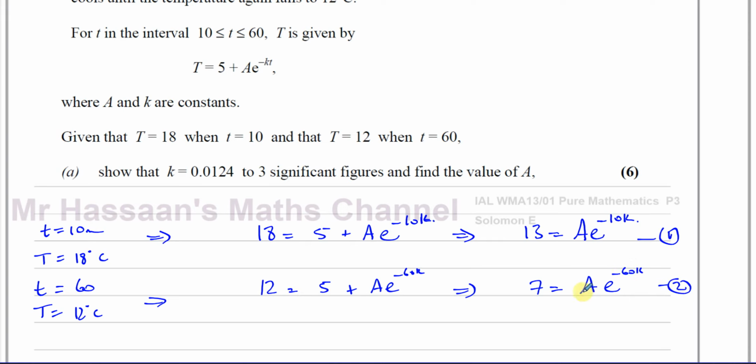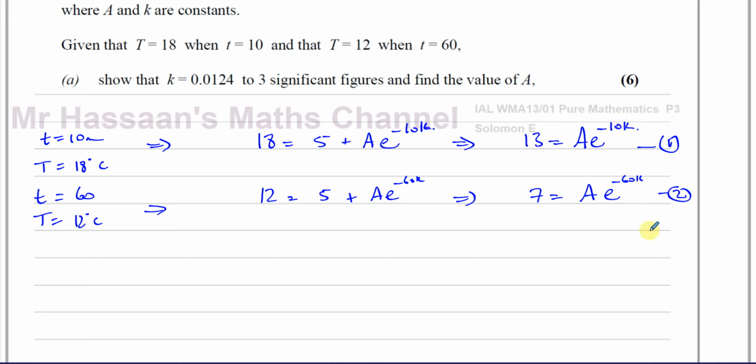Now, we have two equations and two unknowns. One of the easiest ways to solve this is to take equation 1 and divide it by equation 2, which will eliminate the A's. So I'll have 13 over 7 equals e to the power of minus 10k divided by e to the power of minus 60k. If you divide them, the A's cancel out.